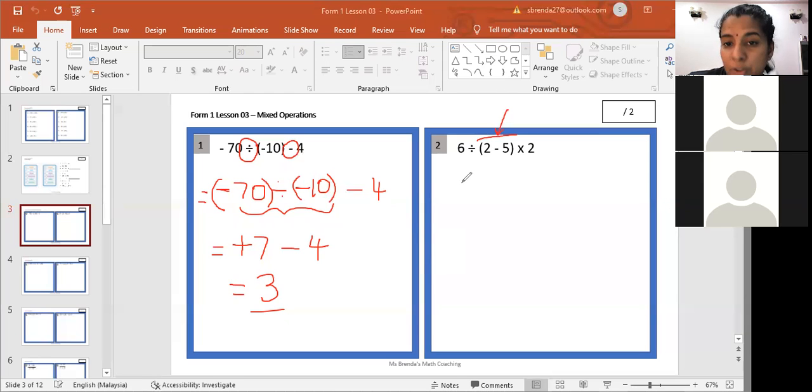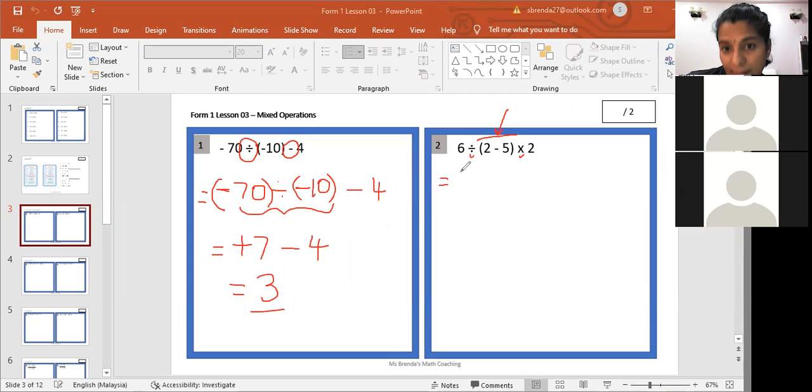Now let's go to number 2. I will do a couple of questions, then you try on your own. Over here, what do we see? We see a bracket, right? 2 minus 5, which means that has to be done first. Then we see division, and then we see multiplication. So let's figure out what's inside the bracket first.